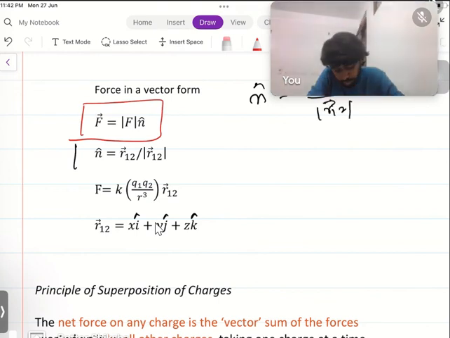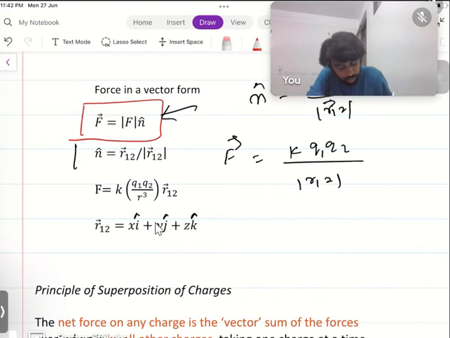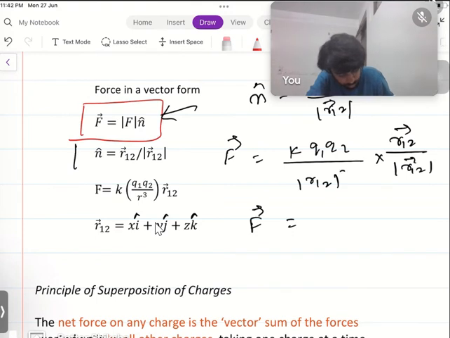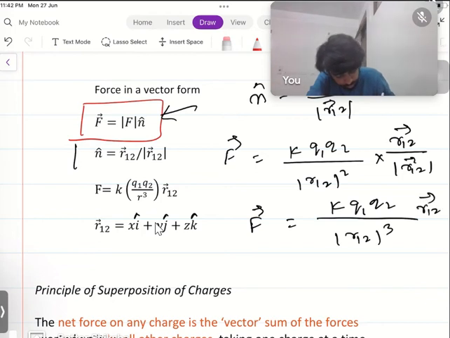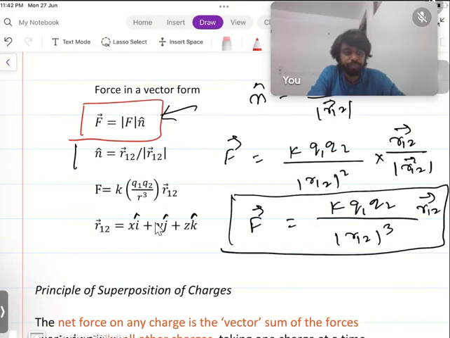If you club this value here, you can write force as magnitude k times q1 q2 by magnitude of r12 squared, multiplied by the unit vector, which is r12 divided by mod of r12. So this force comes out to be k q1 q2 divided by r12 to the power of 3 times r12, right? So this is the force in vector form.